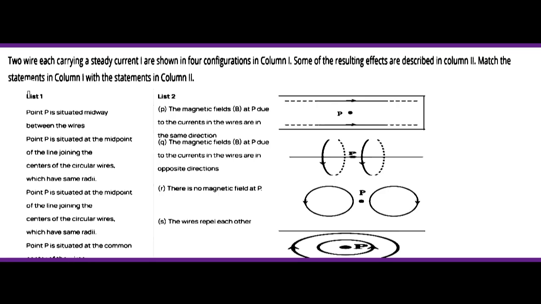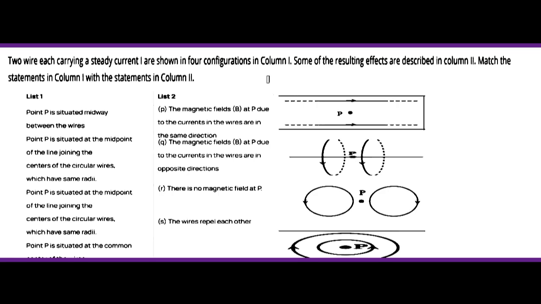So guys, as we can see here, this is list 1, column 1, and this is list 2, column 2. In column 1 we have been given four configurations, and on this side we have been given their results, and we have to match which is the right one. We have also been given the diagram of that. So the first one is: point P is situated midway between the wires.